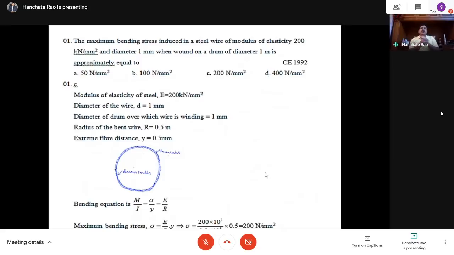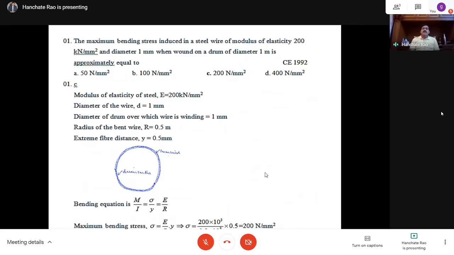Let us take the first question. The maximum bending stress induced in a steel wire of modulus of elasticity 200 kilonewtons per mm square and diameter 1 mm, when wound on a drum of diameter 1 meter, is approximately equal to. That's what he has given. So we have to find out what is the bending stress induced in the steel wire.